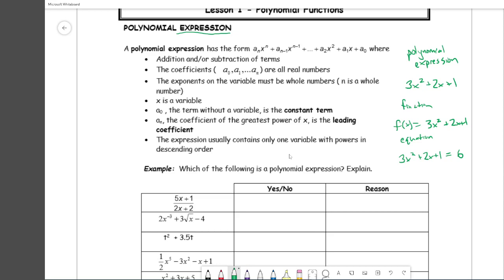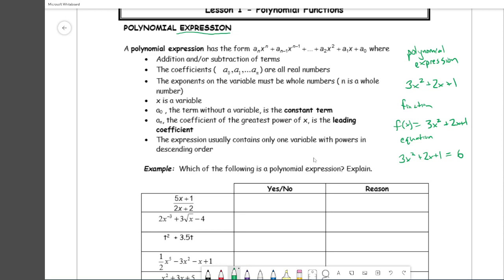We just want to be precise about which word we use when we are talking about a function versus an equation versus an expression. It doesn't make them different in the sense that one is a polynomial and one's not. It's rather to make the difference clear when you see those three words. So a polynomial expression is something that's not equal to anything.